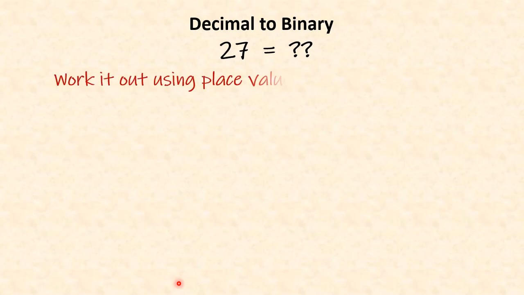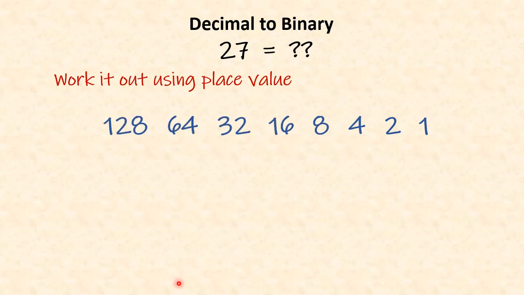So again, we'll start off with a number. We'll start off with 27. And again, we'll work this out using our place value. And we'll just write our place values down again. 32, 64, 128. This time, we need to write our decimal number down because we're going the other way. So we're going to put it over here, 27. And we're going to have a look at our number 128 and say, does 128 go into 27? And the answer is no. So we're going to put a 0 here down the bottom of 128.